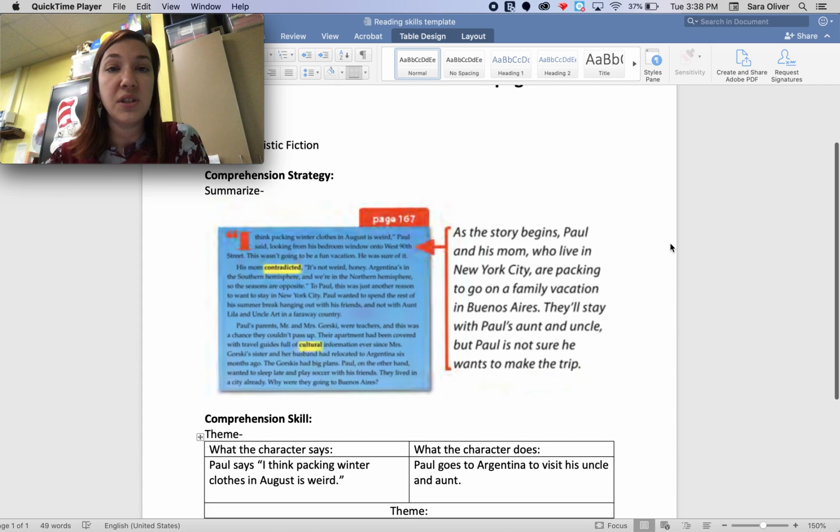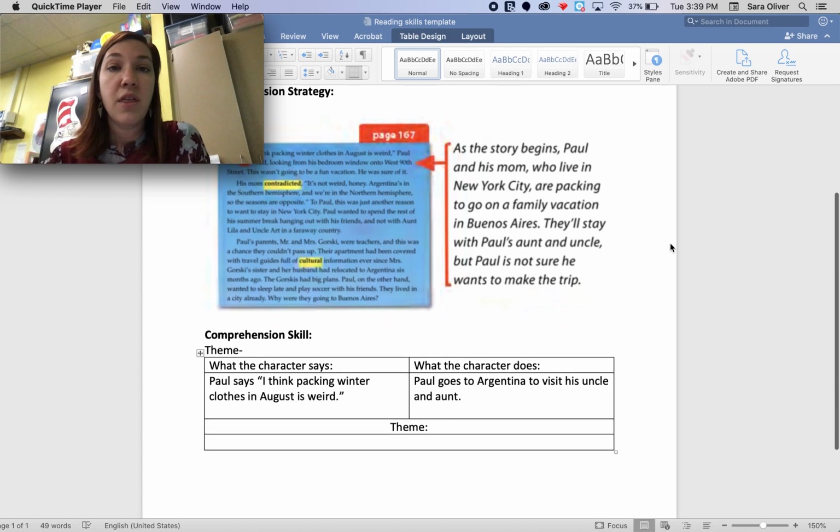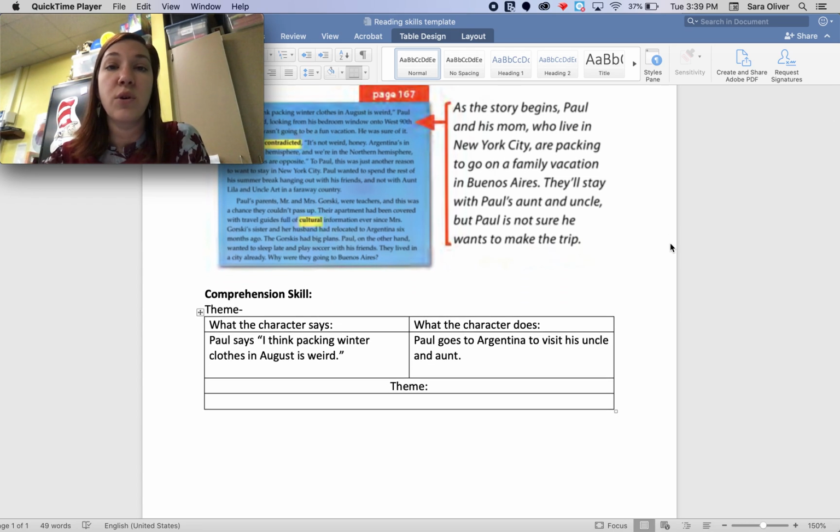The comprehension skill is theme. Theme is normally the lesson or the takeaway from the story. We normally don't know the theme until the very, very end. So if we combine what the character says and what the character does, it can help guide us towards that answer. So Paul thinks that packing winter clothes in August is weird, and we know that Paul has to go to Argentina to visit his aunt and uncle.